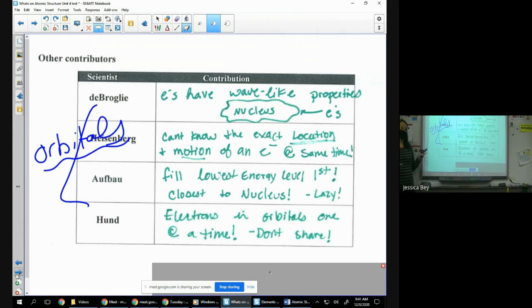Okay, so that is the history of the atom that we've been doing for about 2 weeks, all on one piece of paper of what I consider is extremely important. So if you can get this kind of comprehended and under your belt, you should be good.